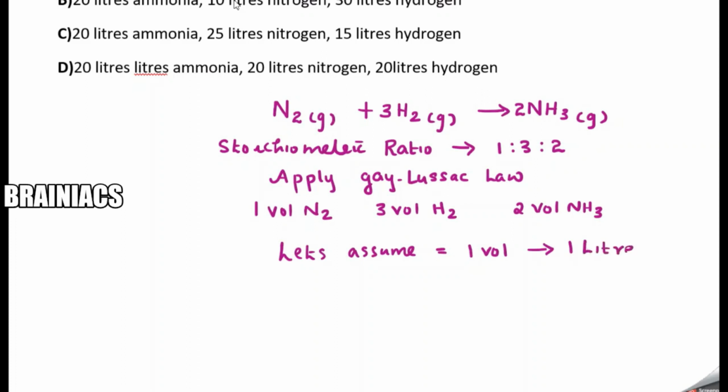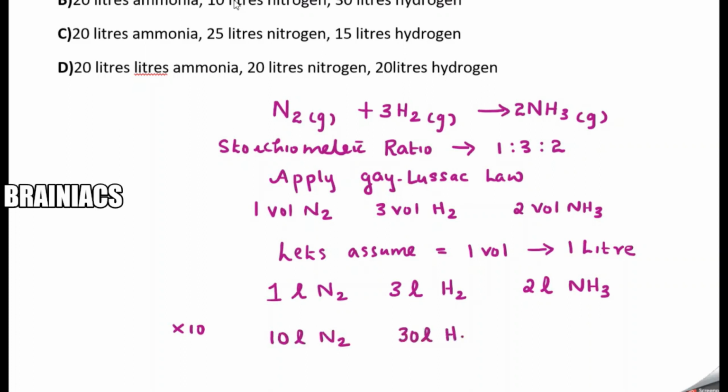So how can I write this now? 1 liter of nitrogen needs 3 liters of hydrogen to form 2 liters of ammonia. Correct? Now let's multiply the complete thing by 10. So I can say 10 liters of nitrogen needs 30 liters of hydrogen to form 20 liters of ammonia. Now you can ask, sir, why did you multiply by 10?